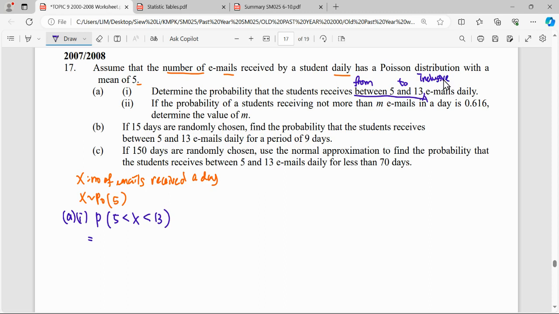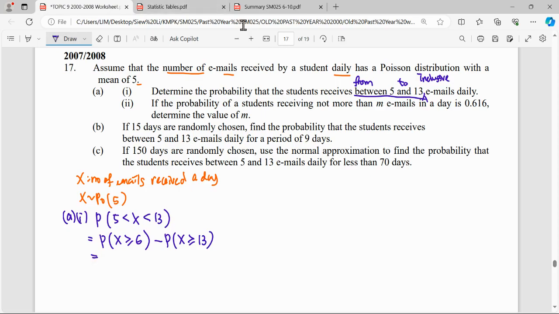Not always between means not equal. And here it said between, and after that, inclusive. You got the word inclusive? Yes, so you get equal. So to read the table, it will start from more than or equal. 5 is not included. Start from 6, we read on to 13. 13 also is not included here.